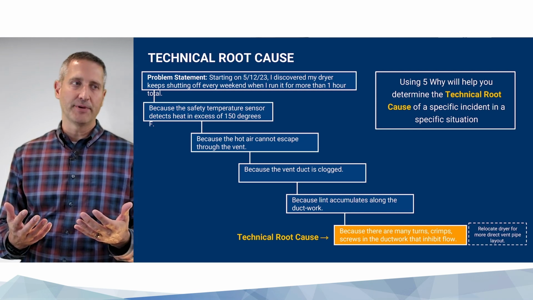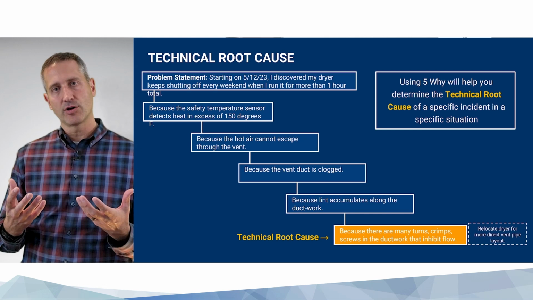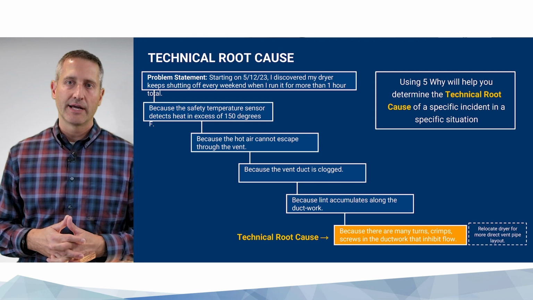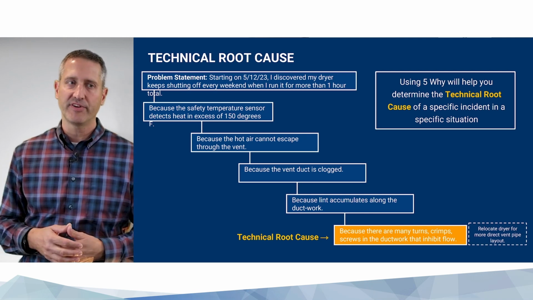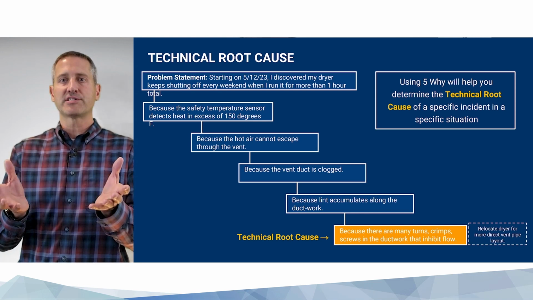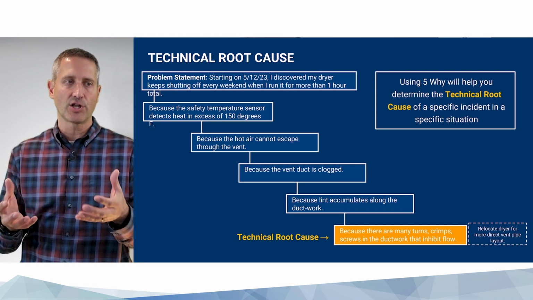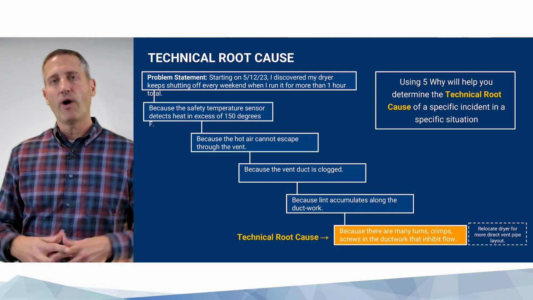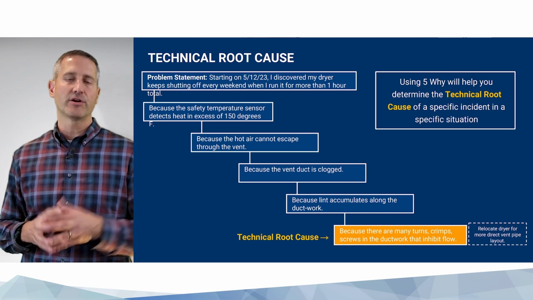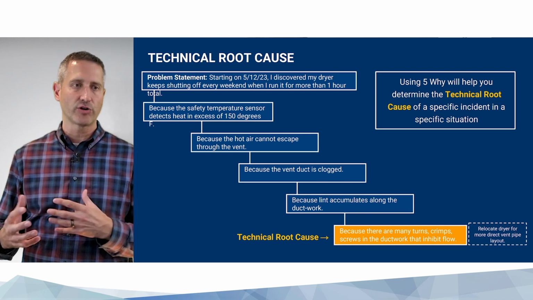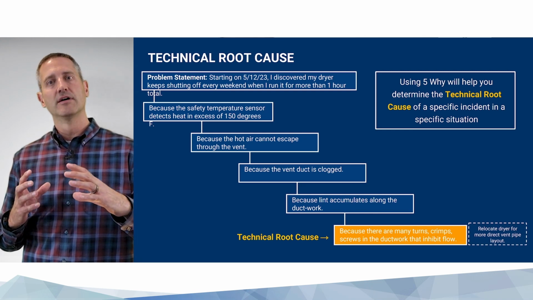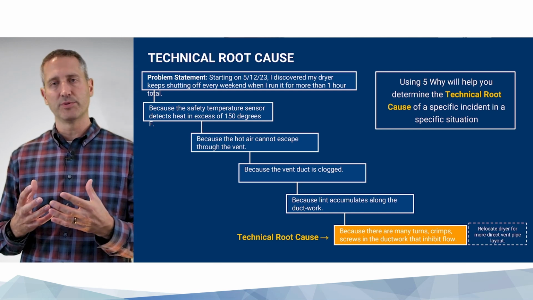So why is that happening? Well, because I look and I go and see that hot air is not able to escape through the vents. And I go, well, why isn't the hot air escaping from the vents? And I look a little closer and I see, oh, the vents are clogged. Well, why are these vents clogged? Well, there's too much lint. Well, why is so much lint collecting inside of my dryer? Well, because there are too many turns and twists and crimps and all kinds of things inside of that venting from my dryer, and that's causing this buildup of lint.